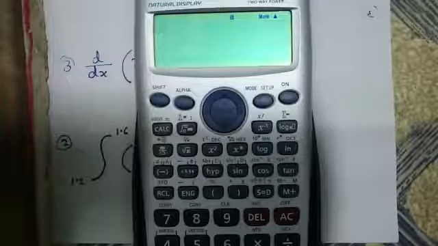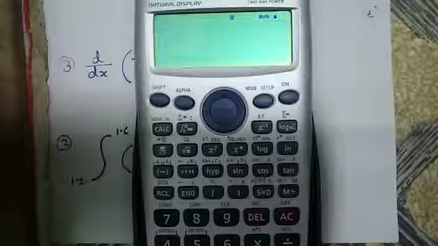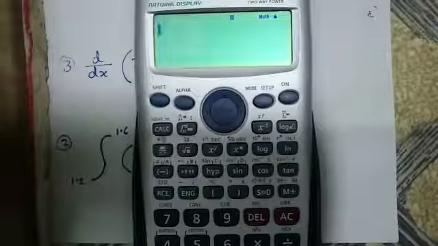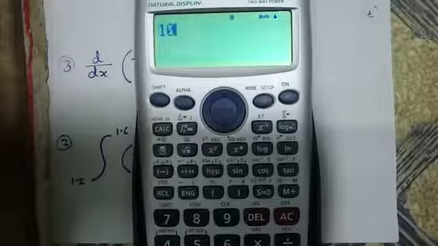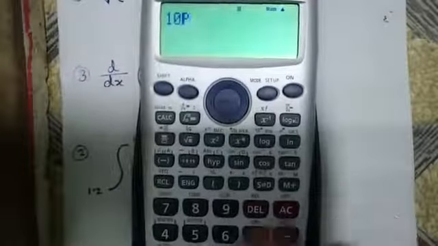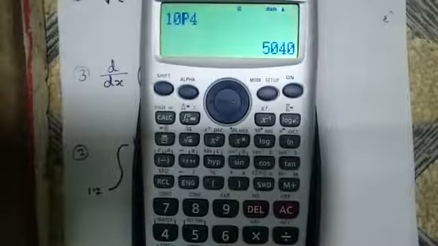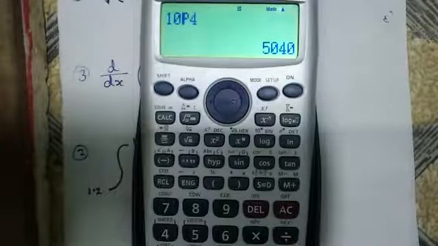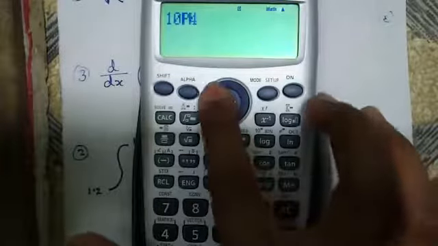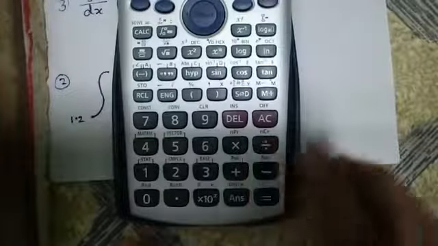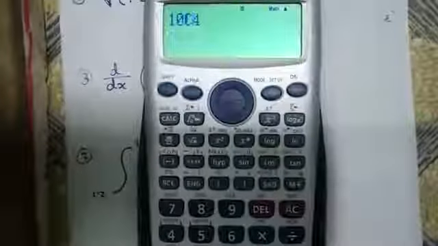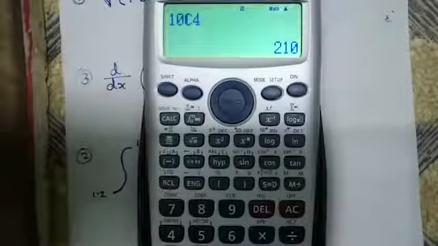Fourteenth feature is permutation and combination. Suppose we want to know how many combinations of 4 people can be made in a group of 10 people. So the problem is 10, shift and this cross button, nPr, permutation. 10P4 is 5040 permutations. What about the combination? Delete, shift and divide, nCr button. So 210 combinations can be made.